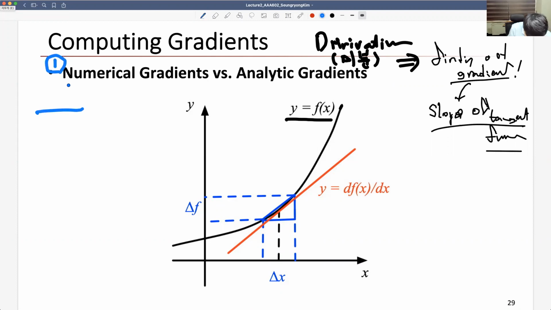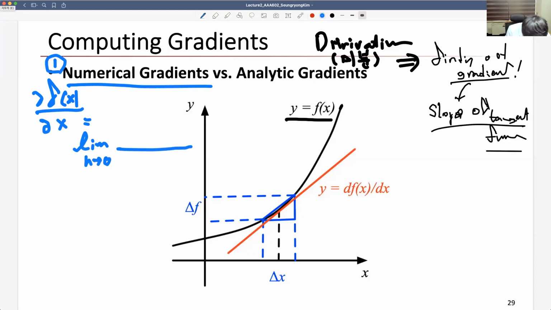So the first method is the numerical gradient method. The loss function gradient with respect to x is going to look something like this: f(x + h) minus f(x), right? This is the way to compute the numerical gradient.